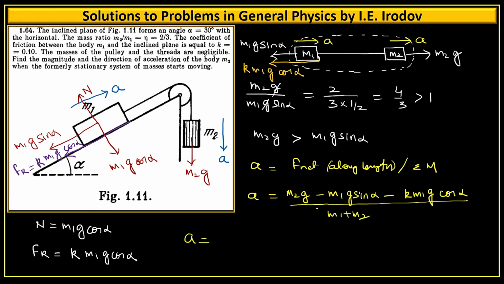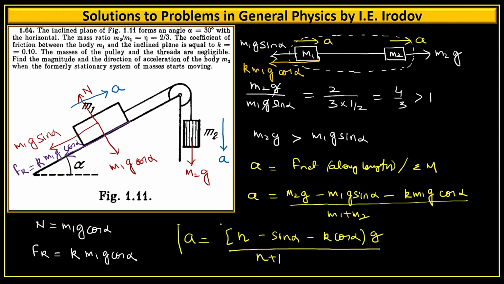And now let me divide everything by m1. So if I divide this by m1, and before dividing, I'll take g common. So m2 by m1 is eta, and here dividing by m1, I'll remain with sine alpha, and here I'll remain with k cos alpha, minus k cos alpha, and in the denominator we will have dividing by m1 also here, so eta plus 1, and that is the final answer.